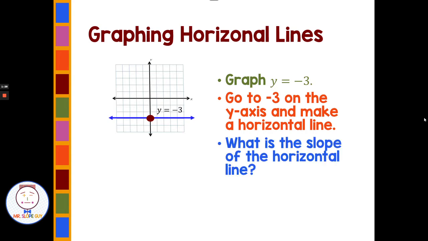And what is the slope of the horizontal line? Well, the slope of this horizontal line, like the slope of every horizontal line, is 0. That's nice that you don't have to do any math to figure out the slope. You can just look at the line, and by definition, the slope of every horizontal line will be 0.